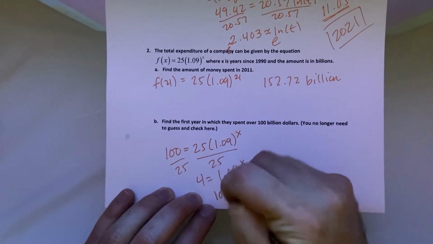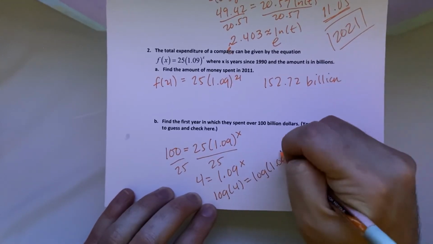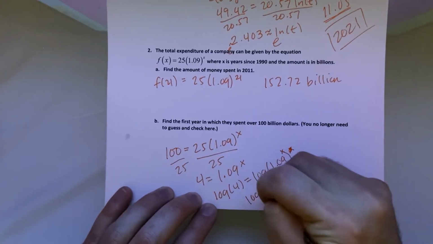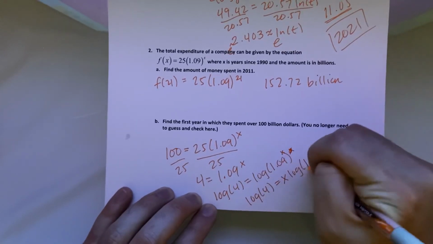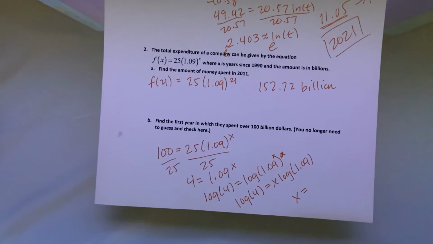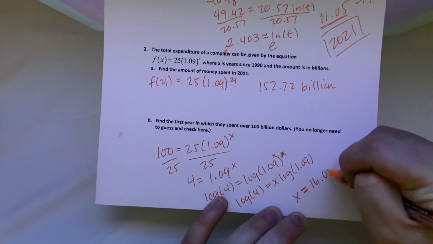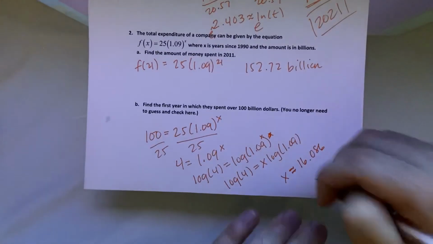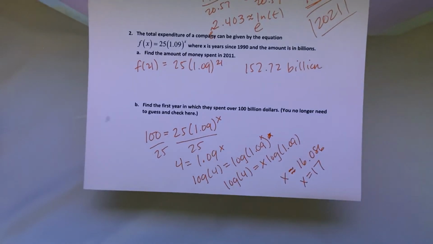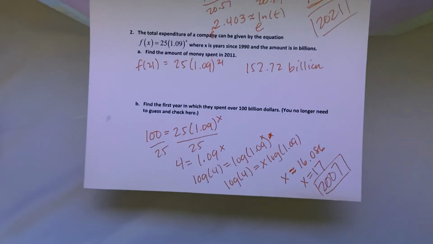If we take the log of 4, equals the log of 1.09 to the x. Bring the x down. Log of 4 equals x times the log of 1.09. And then divide by the log of 1.09 to get the log of 4 over the log of 1.09. To get x is approximately 16.086. Now again, you have to round up, so x is 17 years after that 1990, so that's the year 2007, and that is all for 4.4.